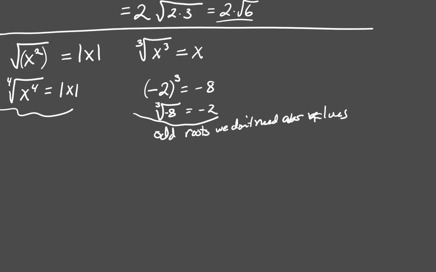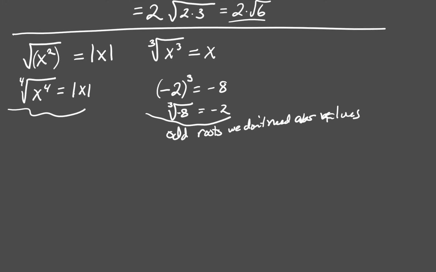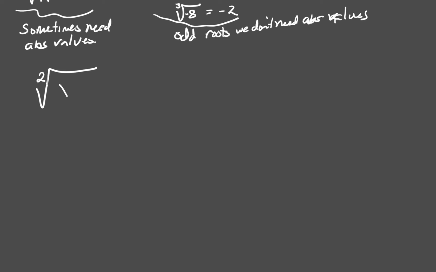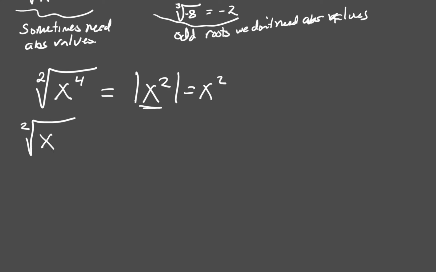And I say sometimes because I'll give you an example where we don't need one here. So we just really have to think about when we're doing even roots. Okay, so let's see. If I take the square root of x to the fourth, I would like to say that this is the absolute value of x squared. But x squared is already always positive, so I can just write this as x squared. Alright, the square root of x to the sixth. Well, I'd like to say that that's x cubed, in absolute value, and here I do need the absolute values. I need these.